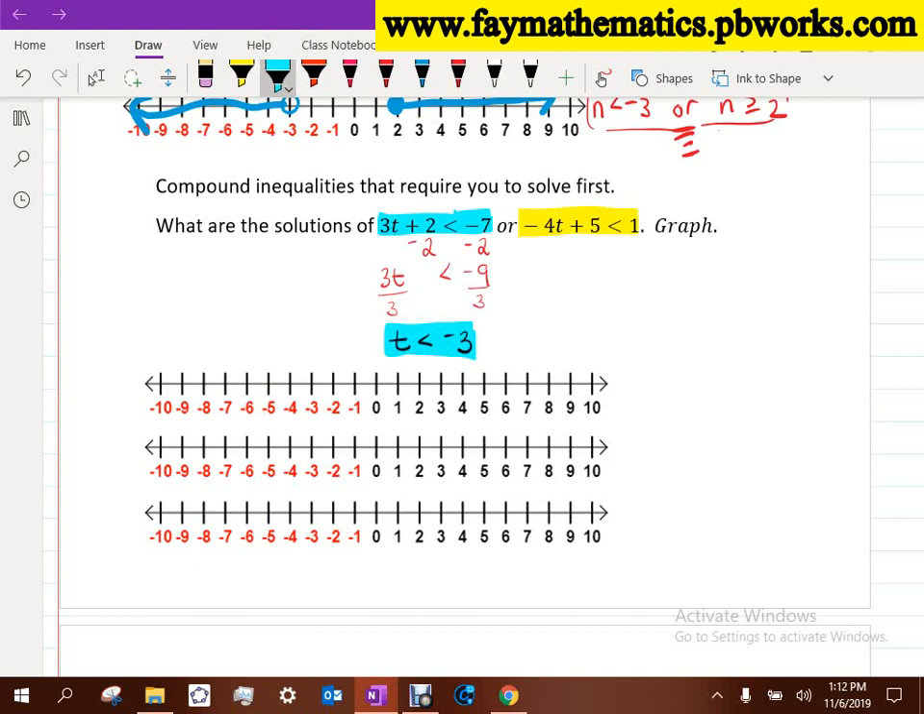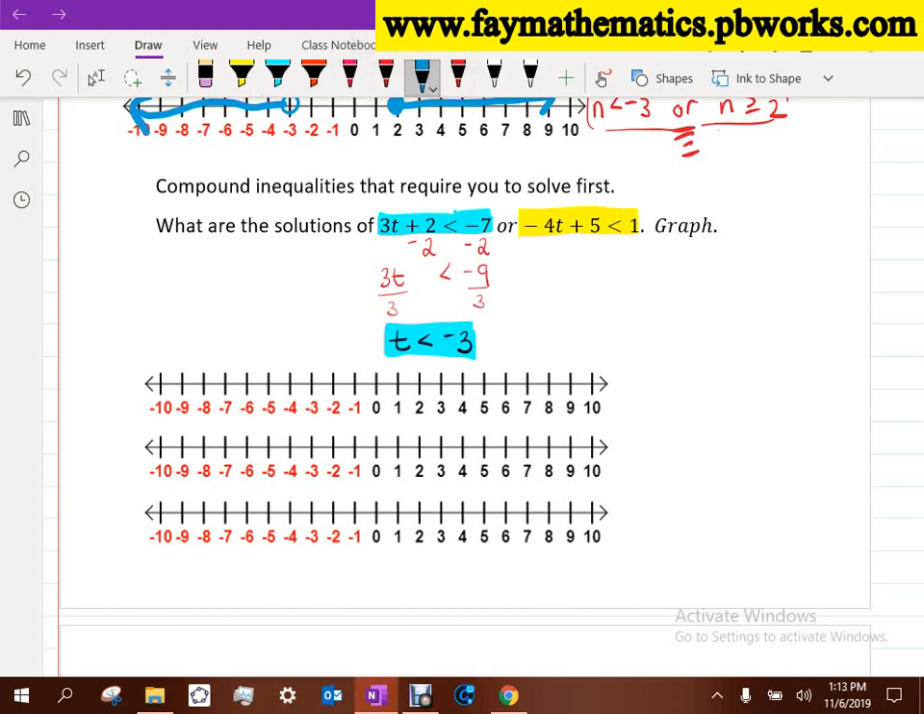Okay, so when we do this, so we subtracted 2, in the blue one, we subtract 2 from both sides, right? When I subtract 2 from both sides, I get 3t is less than negative 9. Divide both sides by 3, t is less than negative 3. You guys agree with that? You sure? Okay.